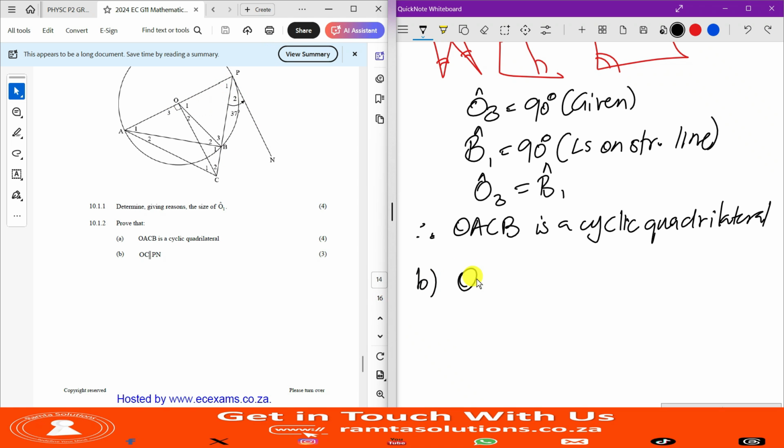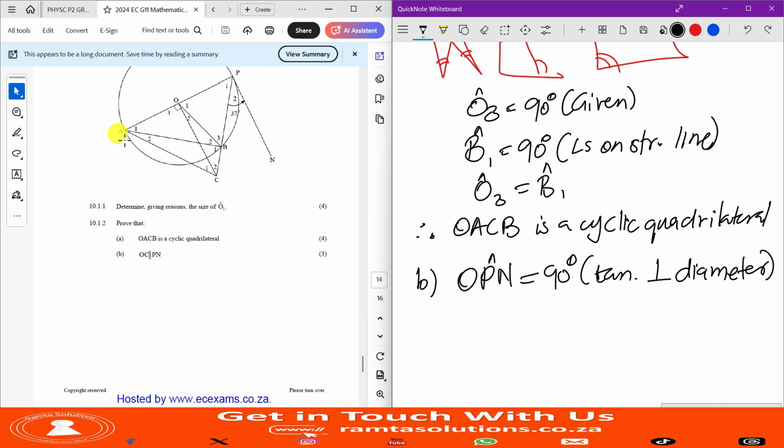Let me find angle OPN. Angle OPN is equal to 90 degrees. What's the reason? This is because tangent is perpendicular to diameter or radius, whichever you like. In this case, I will say perpendicular to diameter. So OPN is equal to 90 degrees, because AP is perpendicular to PA.